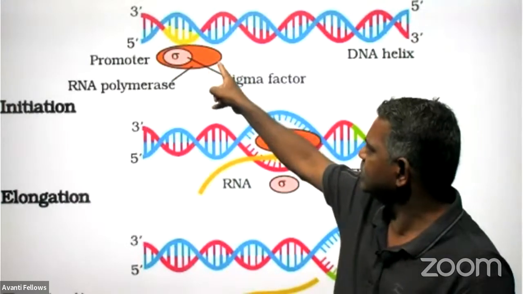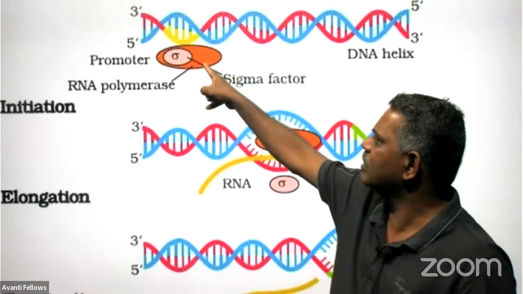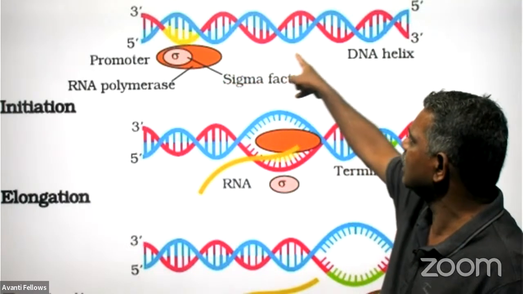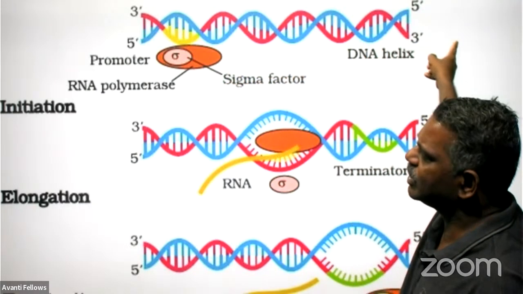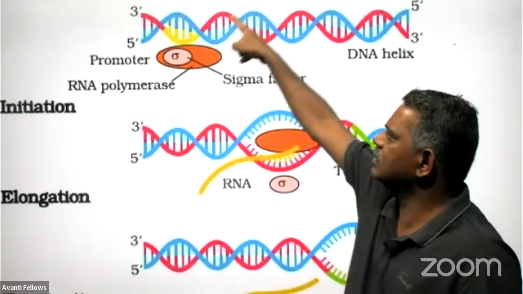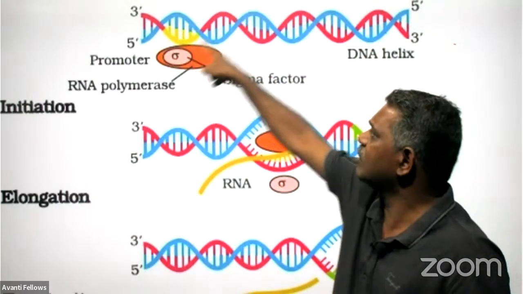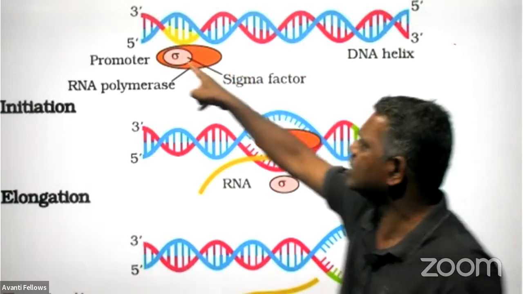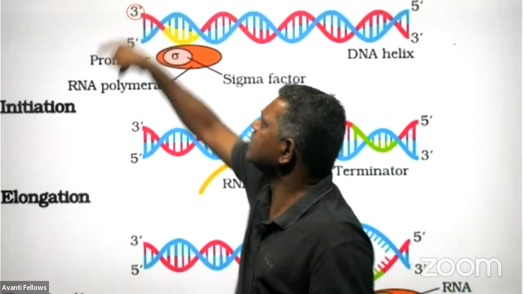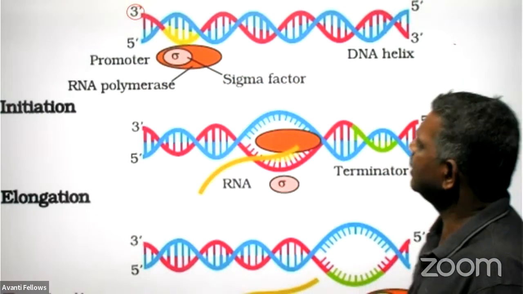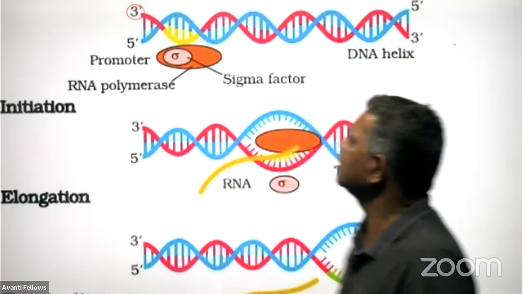Then after attaching the RNA polymerase and the sigma factor, it naturally elongates in the 5' to 3' direction by considering the template. Which is the template? The 3' to 5' strand is considered the template. This strand is considered the template, and this strand is the coding strand only.